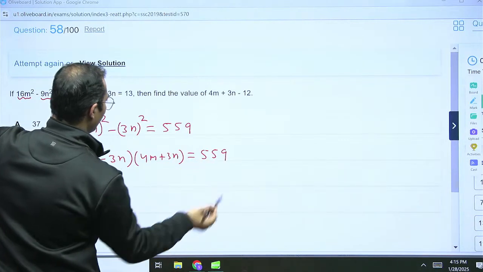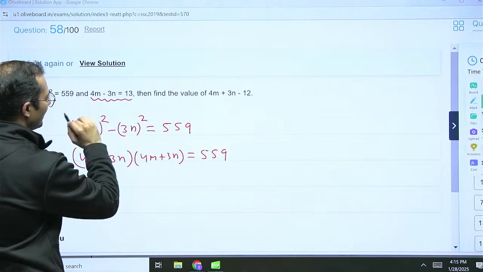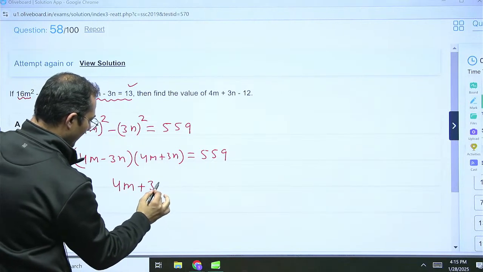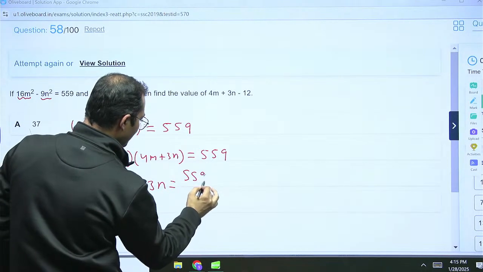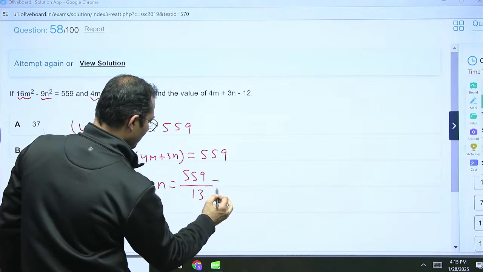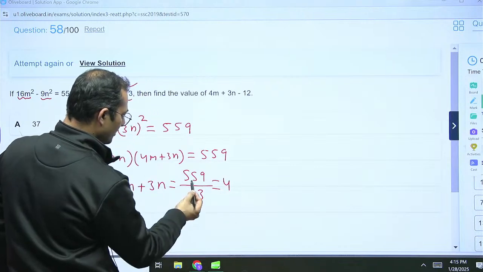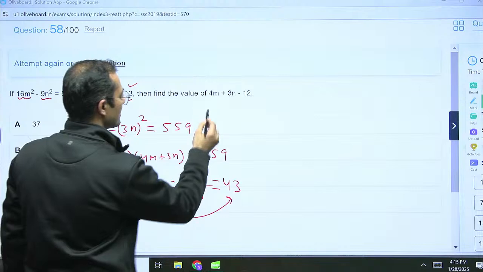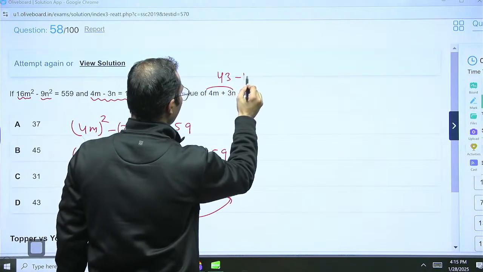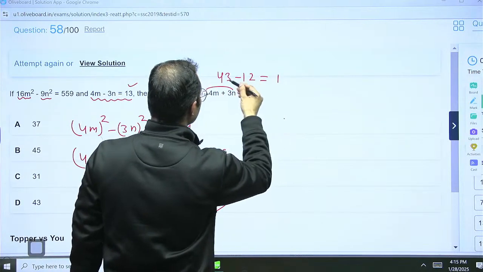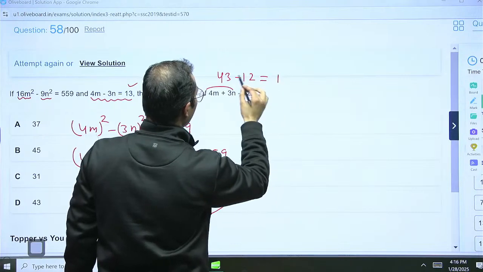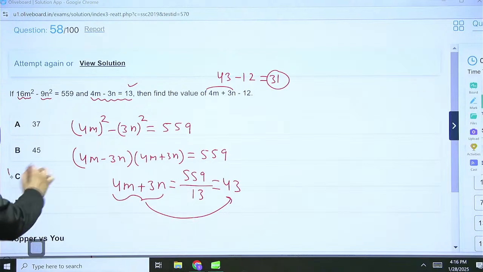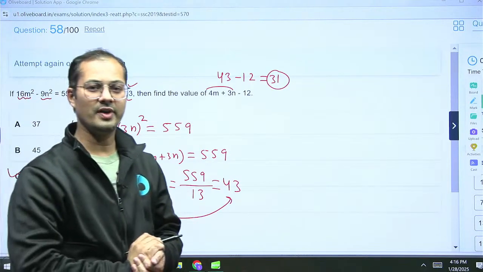So 559. See, the value for 4m minus 3n is equal to 30. So we can say that the value for 4m plus 3n I will get, 559 just divide by 13. Okay, so 13 4s are 52 and 13 3s are 39. So the value for this is what? 53, right? So just put here. So 53 minus 12, I will get what? I will get 31. So 31 is the right answer. Okay, so C part is the right answer.